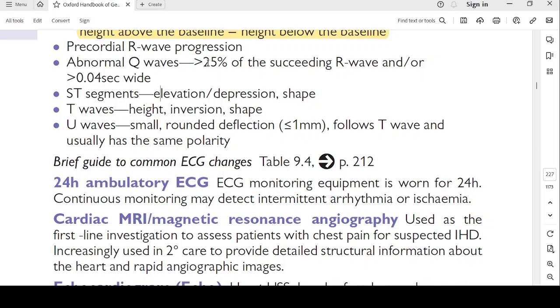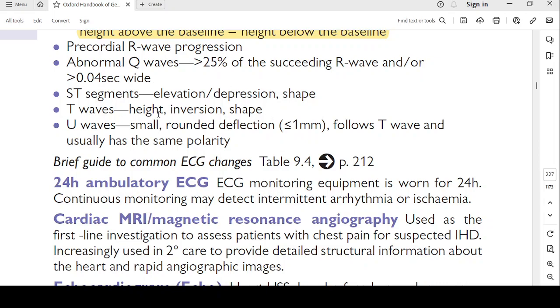So if the Q wave is more than 25% of the amplitude of the next R wave, you can check that in the ECG by counting small squares. Or whether it is more than 0.04 seconds wide. 0.04 seconds is one small square. So if the Q wave is more than one small square wide, then it is a pathological Q wave. ST segments: either there is an elevation, a depression or a shape change.